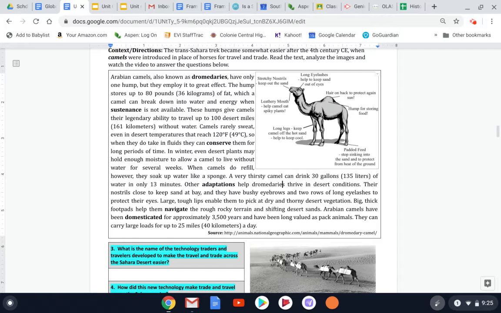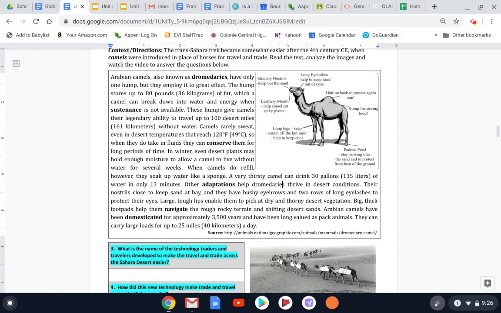Camels rarely sweat, even in desert temperatures that reach 120 degrees Fahrenheit. So when they do take in fluids, they can conserve them for long periods of time. To conserve something means to use it just a little bit here and there when you need it, but not to overdo it and to use it up quickly. In winter, even desert plants may hold enough moisture to allow a camel to live without water for several weeks.